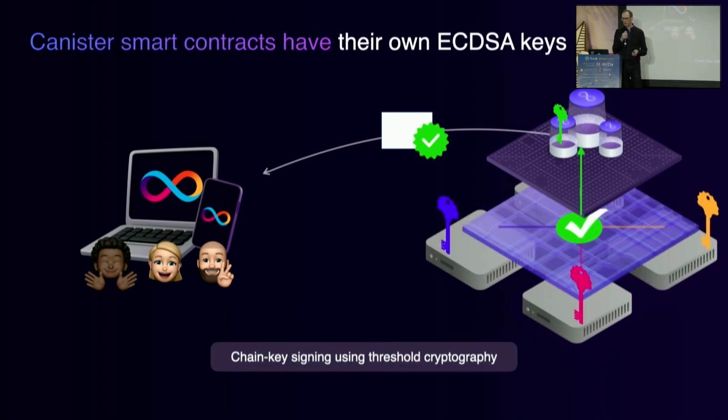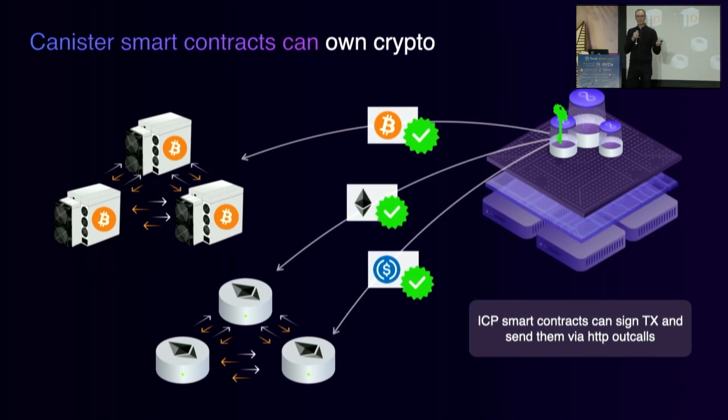Under the hood, again, this works with chain key cryptography, a combination of threshold crypto, multi-party computation, and a consensus protocol. And again, the secret key here is shared amongst all the nodes of the network, and they sign the message the smart contract asks to be signed with these individual shares. Then they get combined again through consensus, and then the smart contract can send that signed transaction anywhere it wants, with HTTP out requests to any other network. So the smart contract can own Bitcoin, can own Ethereum, can own USD coins.